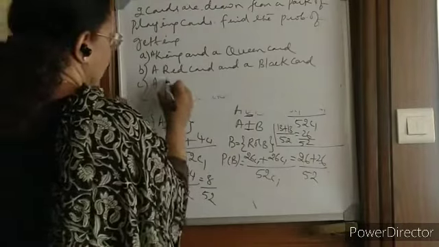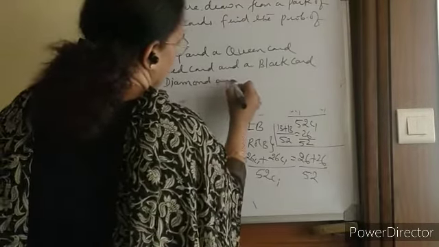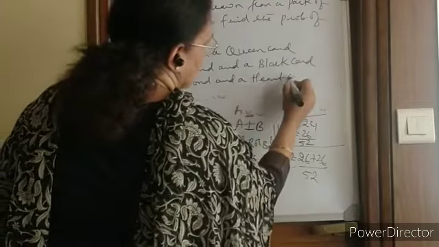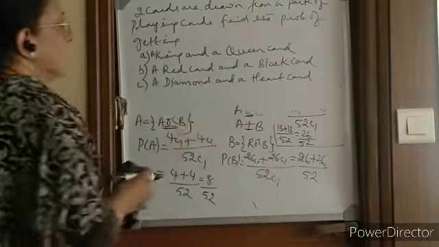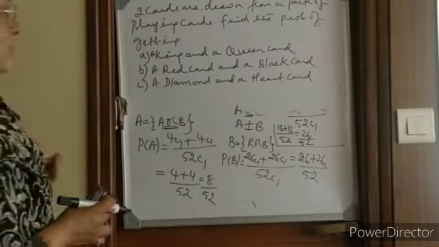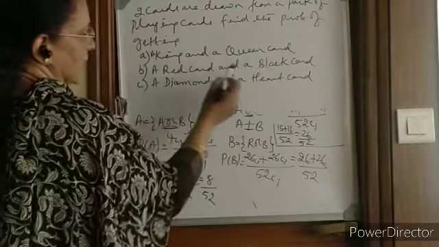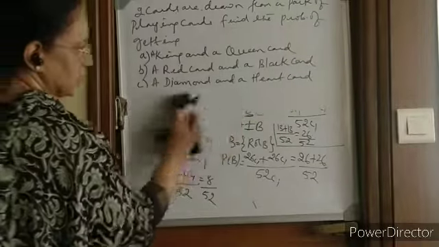So next one, a diamond and, so if you want you can take heart also, no problem, a heart card. So in one more way you can say, so if 2 cards are drawn from a pack of cards, what is the probability that one is a king, other one is queen. One is red and the other one is black. One is diamond and the other one is heart. Okay.